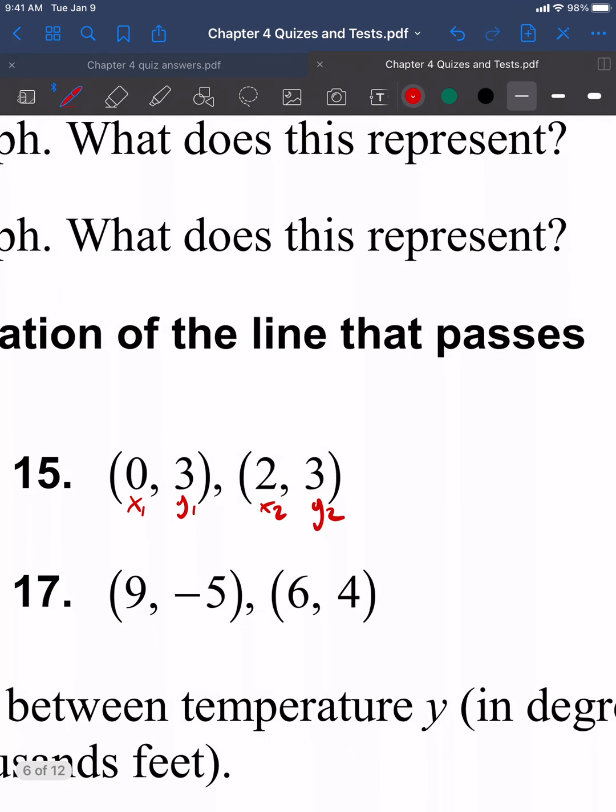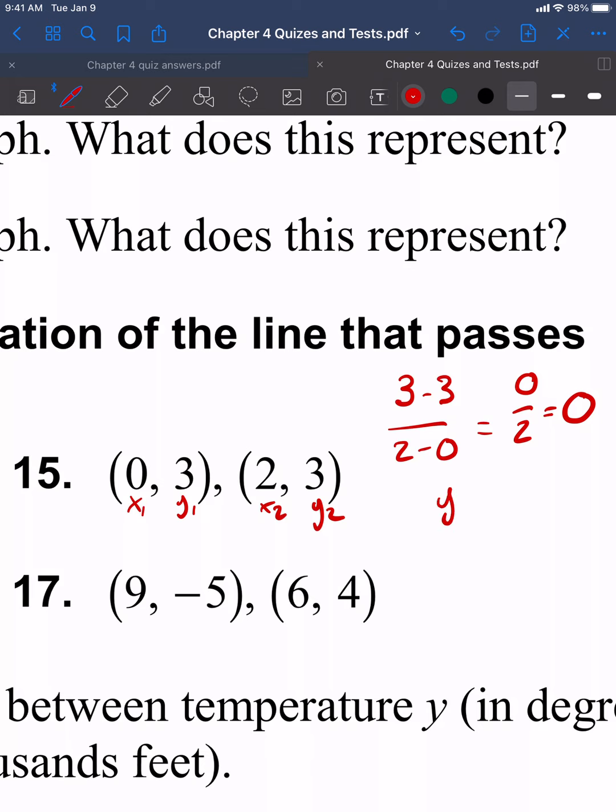How do I find slope? Got it, Max. It's going to be 3 minus 3 over 2 minus 0. What Max said. What's 3 minus 3? 0. What's 2 minus 0? Anytime there's a 0 in the numerator, slope is 0. Okay? Which means the line's going to look like this. If the 0's in the denominator, it's undefined, which means your line will be like this.